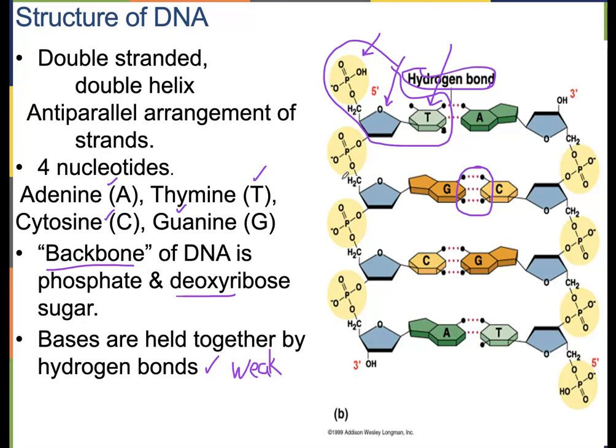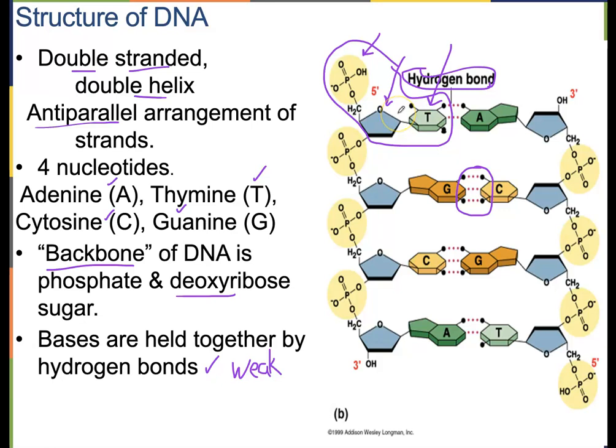Now, back to the anti-parallel arrangement, this word anti-parallel. Notice one side of DNA is called one strand, and this is the other strand, and that's what we call DNA is a double-stranded molecule. And then when you twist this up into basically a corkscrew shape, that's our double helix shape. So the 5' and the 3' refer to the orientation of the sugar.